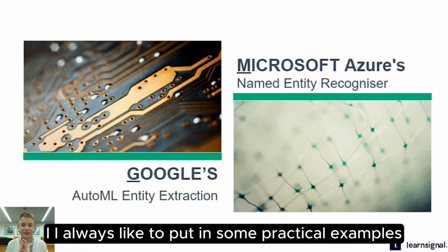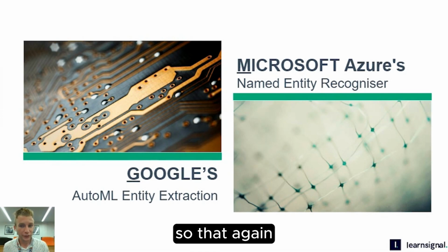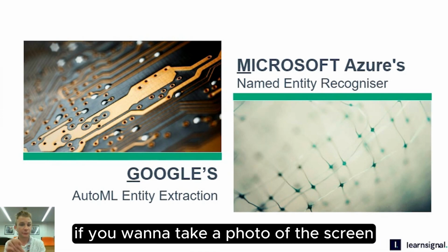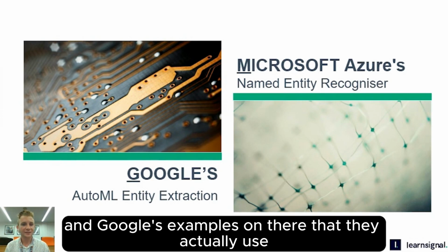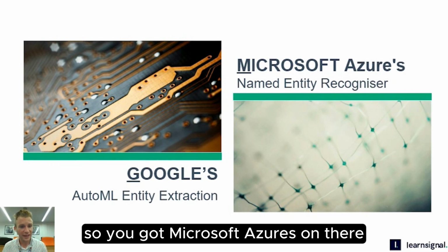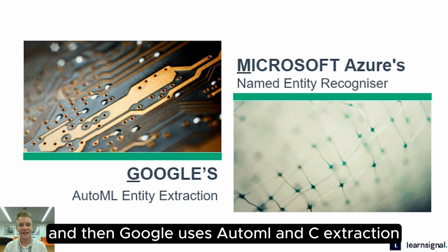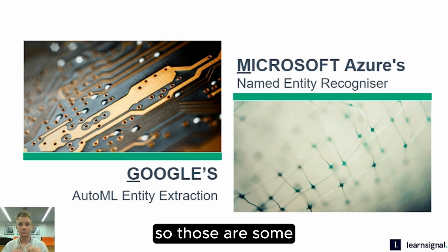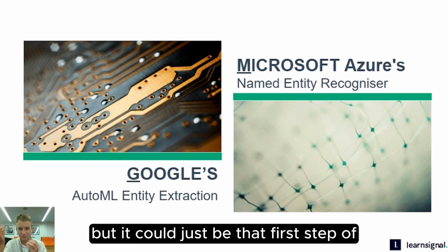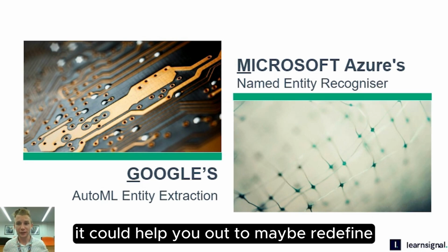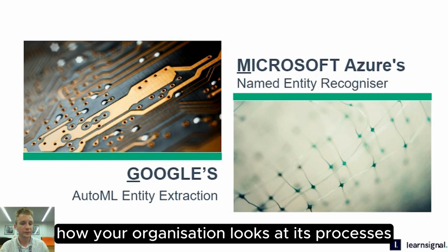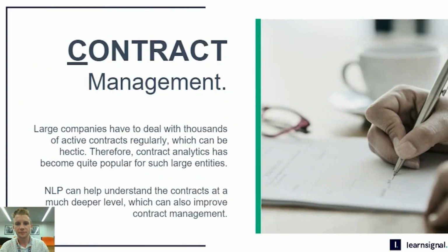So this is where, again, I always like to put in some practical examples so that you can have a little look in your own time. If you want to take a photo of the screen or screenshot it, write it down. There are Microsoft and Google's examples on there that they actually use. So you've got Microsoft Azure's on there, and then Google uses AutoML entity extraction. So those are just some real life examples, big organizations, don't get me wrong, but it could just be that first step of you guys looking into it, so that from the webinar today, it could help you to maybe redefine how your organization looks at its processes.